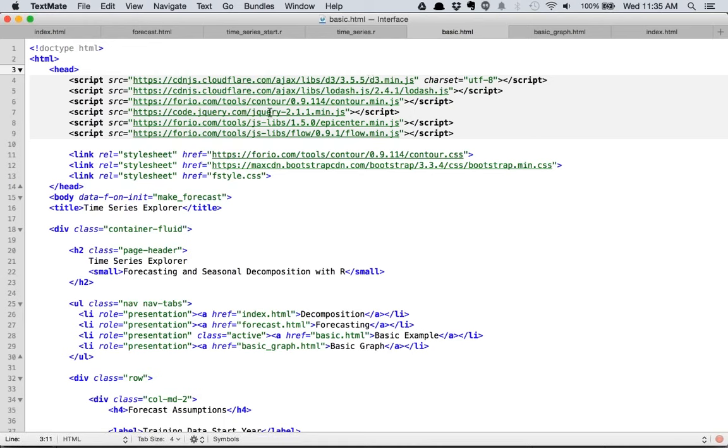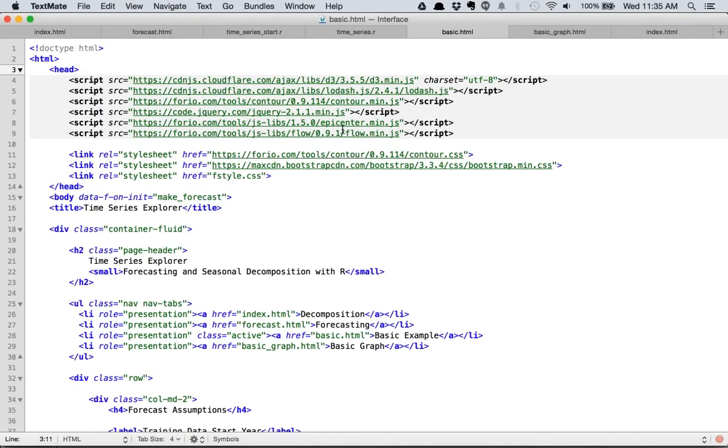Lodash is a popular library. There's jQuery, which is a very popular library as well for simplifying things across browsers on the web. And then, of course, we have our own libraries here as well. We have Epicenter and Flow.js, and both of those are used.